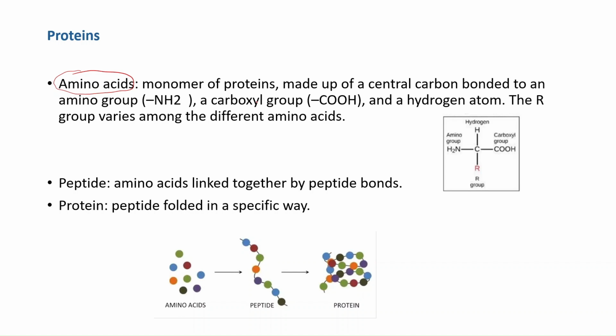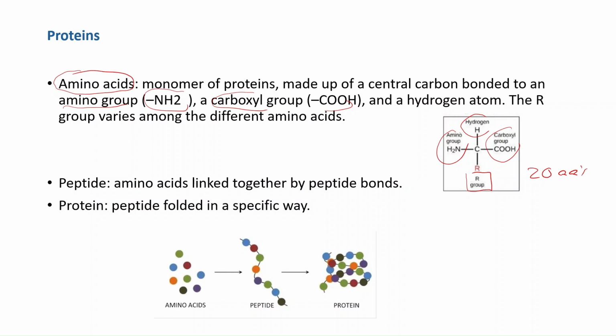The name tells you that it has an amino group, that's an NH2, and has an acid group, that's a carboxyl group. So you have here an amino acid: you have the acid, you have the amino, there's always one hydrogen, and then there is a side chain that varies. So you have 20 different amino acids because of what is in place of the R chain.